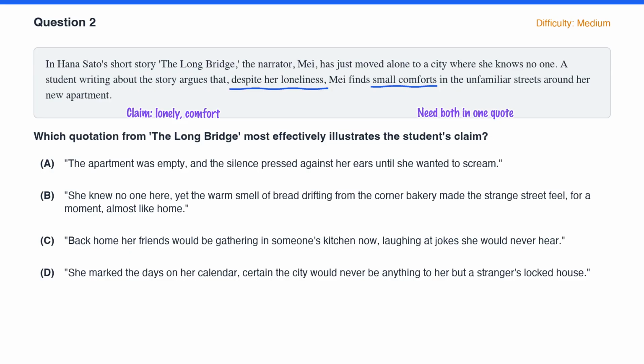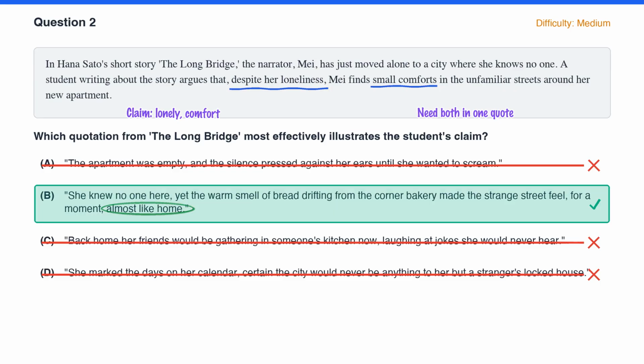To the choices, each one a quotation. A. The empty apartment and a silence she wanted to scream against. That's pure loneliness. No comfort, only half the claim. Toss it. C. Back home, her friends are laughing without her. That's about the place she left, not a comfort she finds here. Off it goes. D. She's certain the city will never feel like anything but a stranger's house. That flatly rejects comfort, the reverse of the claim. Strike it. B. She knows no one, yet the warm smell of bread made the strange street feel almost like home. Loneliness and comfort together. B is our answer.